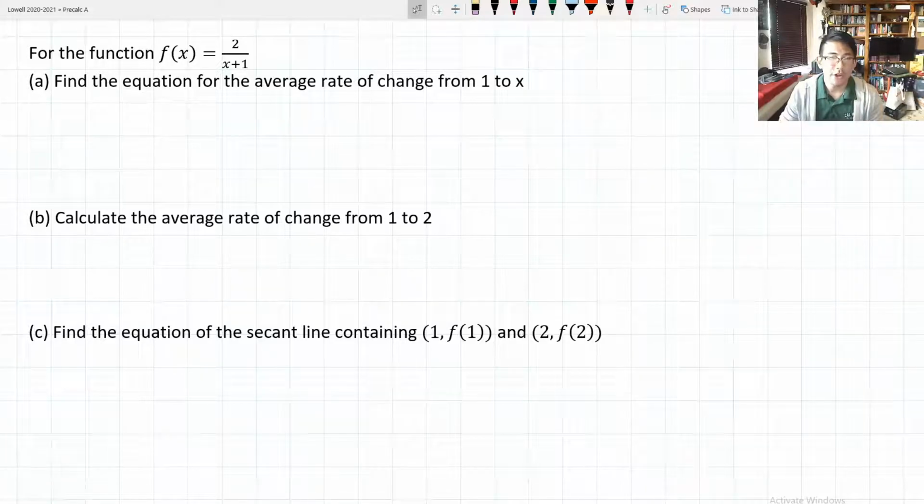And so remember, our average rate of change is really just a fancy way of saying the slope. Except now we don't actually know where the endpoint is. We know one of the points is 1 comma f of 1, but the second point is a generalized term, so it's just x wherever x happens to be, comma f of x.